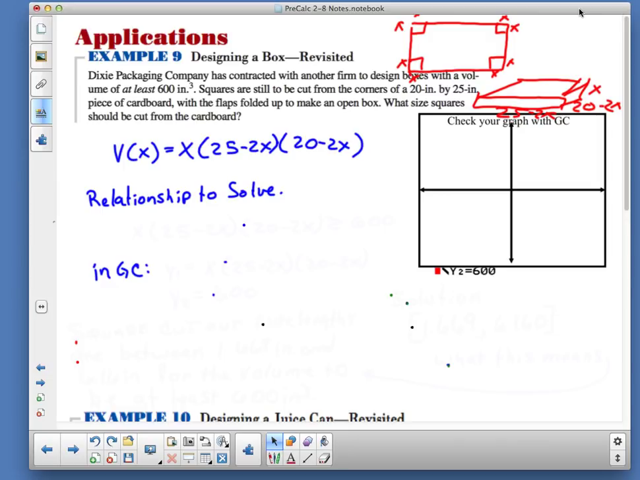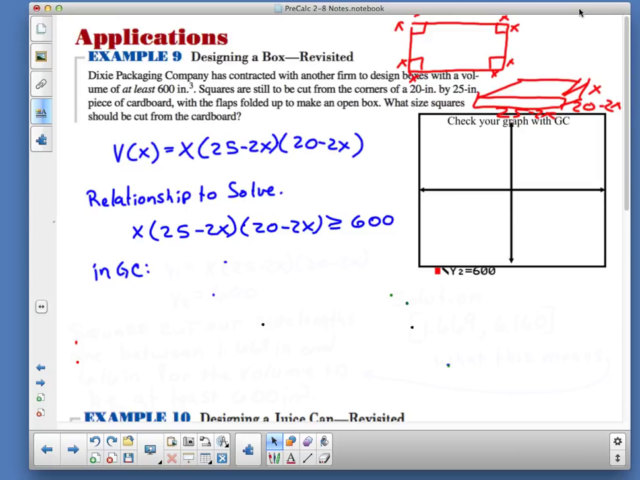Now, they said here in the problem, with another firm, design boxes with volume of at least 600. So this volume has got to be greater than or equal to 600 as we go over this. Okay, greater than or equal to 600, because that's that word at least. 600 is the smallest the box can be, but it could be exactly 600.